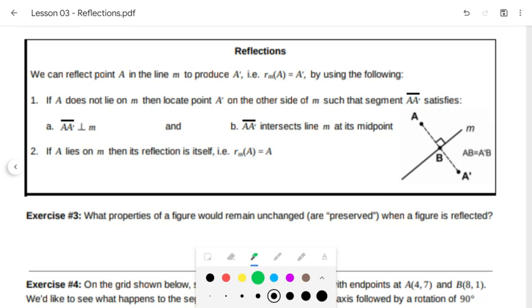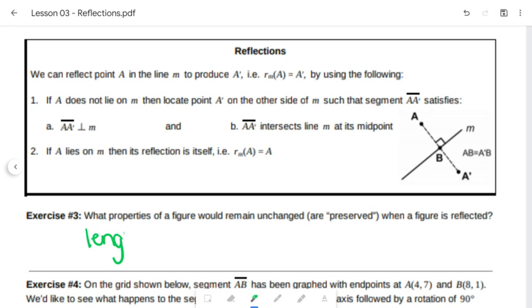Now, just like any other type of rigid motion, reflection being no different, it would preserve length and angle measure every time. Okay, so what properties will remain unchanged is your length and angle measure. Avoid ever saying size and shape. Remember, size and shape, not going to get us full credit on the Regents, so we don't want to ever even waste our time with it.